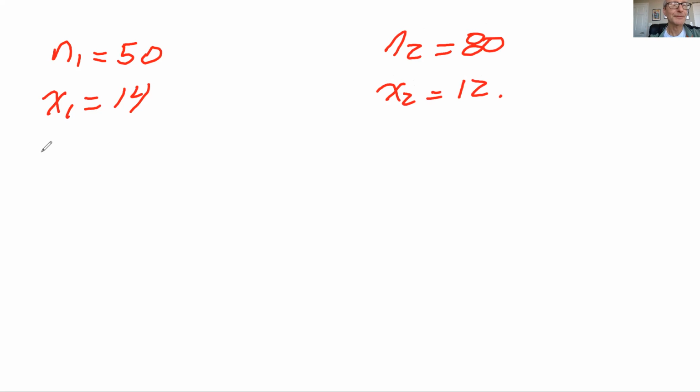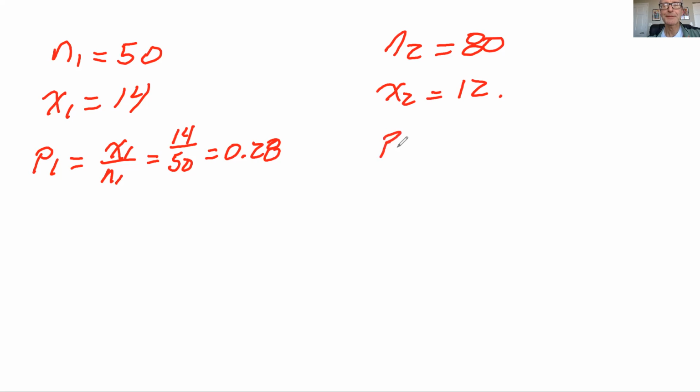So how do we get our P's? Our P1 in this case would be X1 over N1. So if you do that, that would be 14 over 50. I don't need a calculator for that. That would be 0.28. What would be P2 in this case? That would be X2 over N2, 12 over 80. Here I do need a calculator. In this case, this would be 0.15.